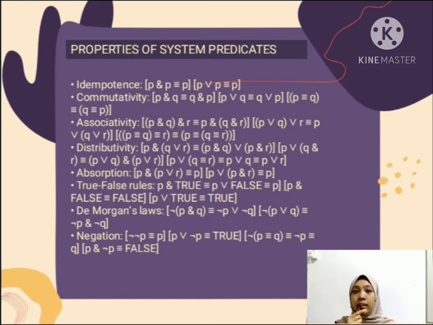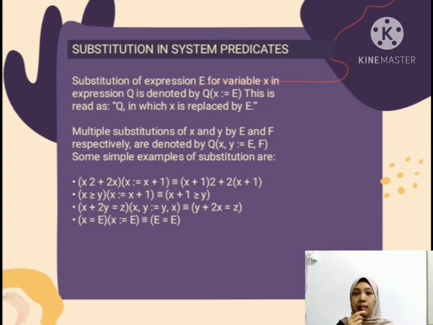There are 8 properties listed, which are idempotence, commutativity, associativity, distributivity, absorption, through false rules, De Morgan's law, and negation. Next is substitution in system predicates. Some predicate expressions concerning the variable describing the state space of the system can be altered by substitution. Substitution of expression E for variable x in expression Q is denoted by Q[x := E], which we read as Q in which x is replaced by E. And there are some examples about substitution too.